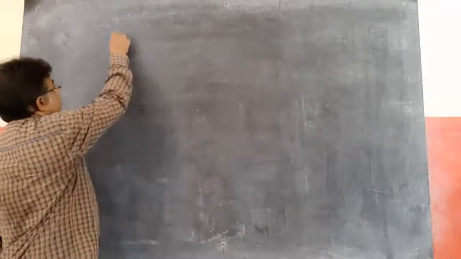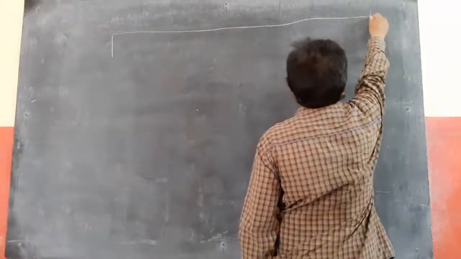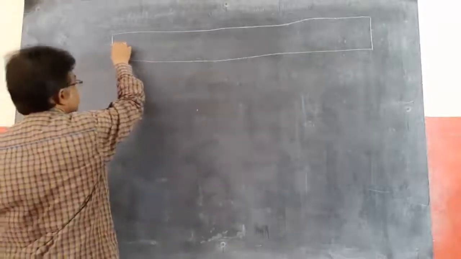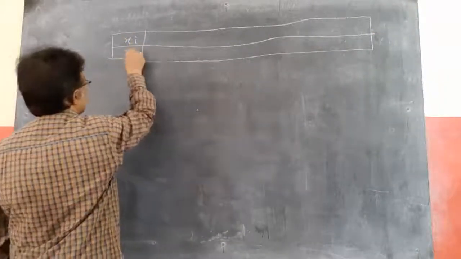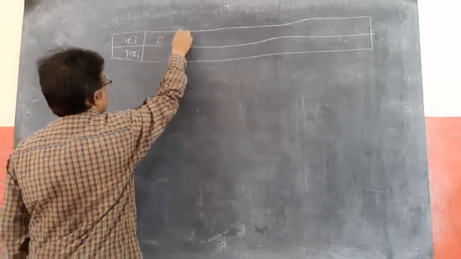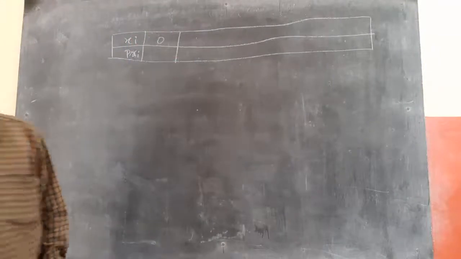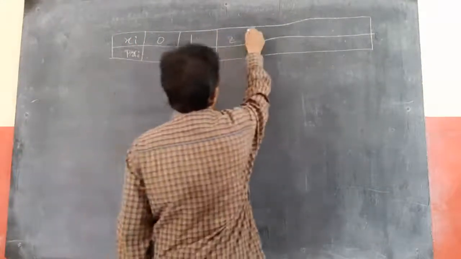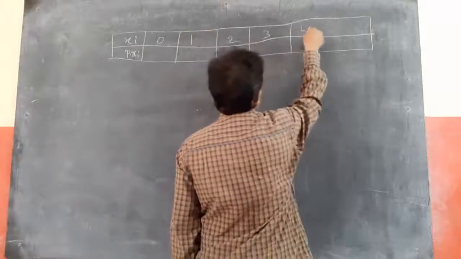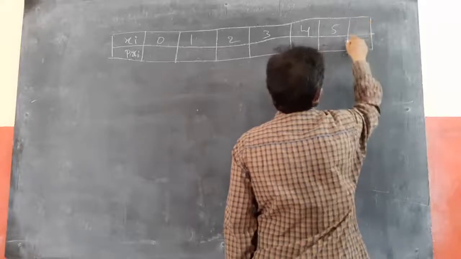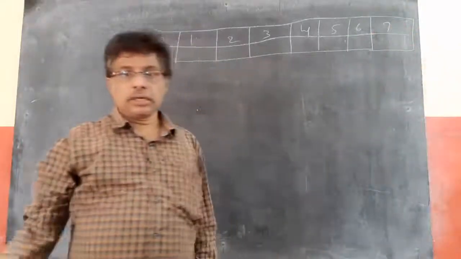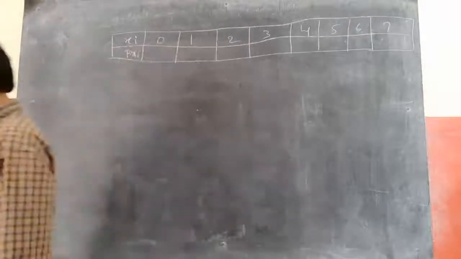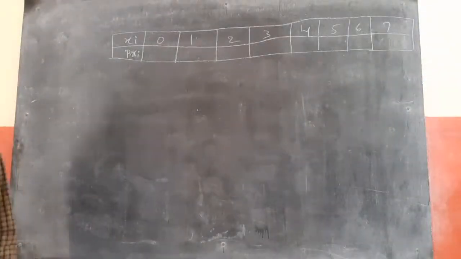A random variable x has the following probability distribution. The values xi and p of xi are like this: xi is 0, 1, 2, 3, 4, 5, 6, 7.